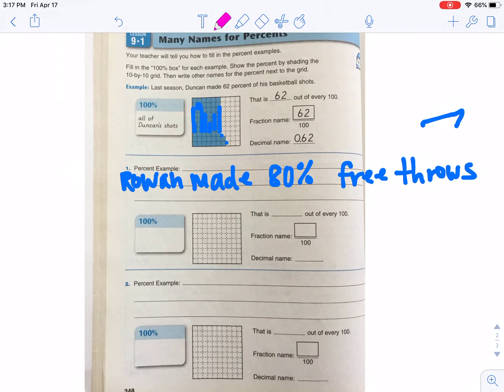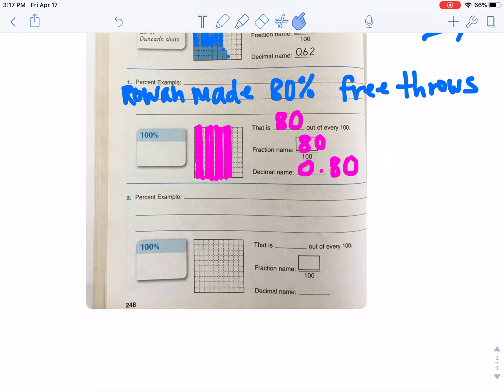All right, and hopefully you're back, and you would have colored 1, 2, 3, 4, 5, 6, 7, 8. You would have colored 80 out of 100. Again, you write that as a fraction as 80 over 100. And that written as a decimal is 0.80. Okay, so that's how you would have done that one. And now let's try another one.